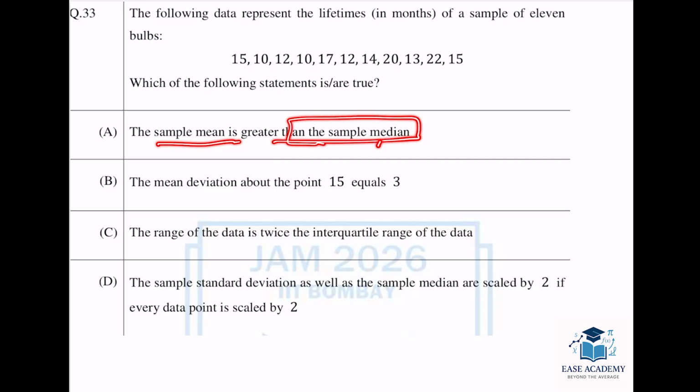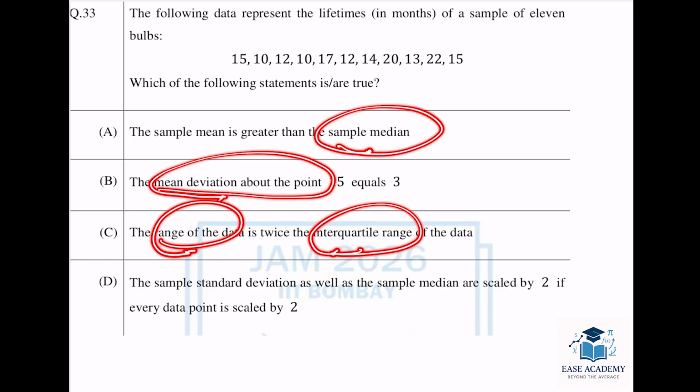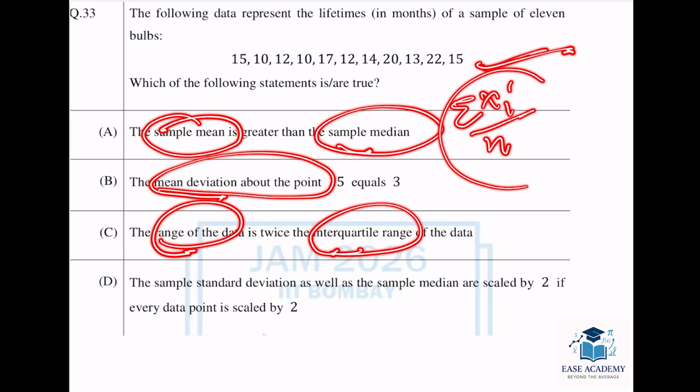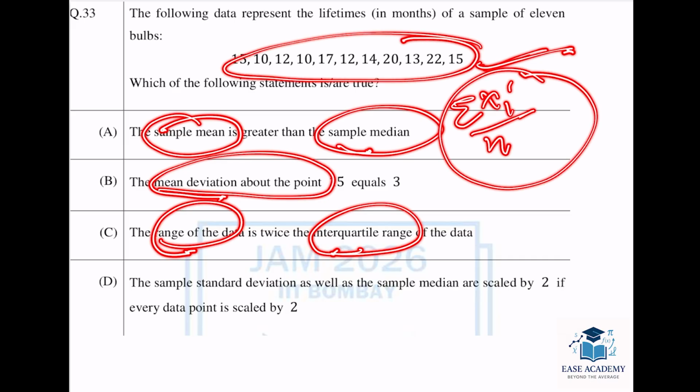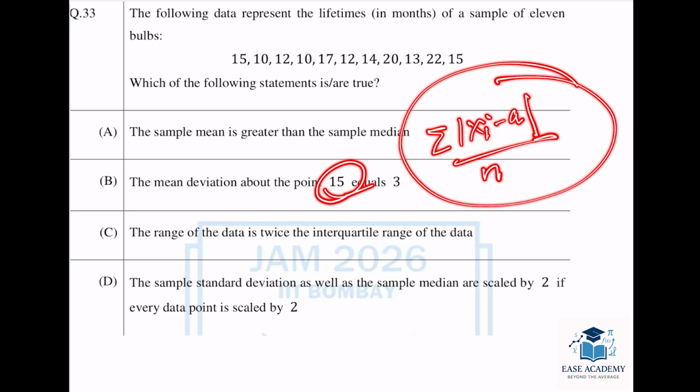For that we need to find the sample median and sample mean and mean deviation about the point. Then we need a range, then we need the interquartile range. So the median is basically we have to arrange this data and find the median point. Next, the sample mean is summation of xi divided by n, sum of every observation divided by the number of observations. Then the mean deviation about the point, that means summation mod xi minus the point, that point here is 5, divided by n. This is the mean deviation.